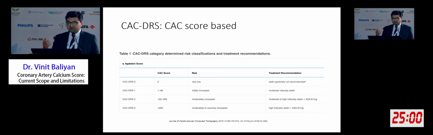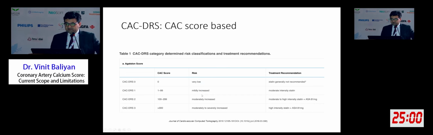So the way it works is you generate a score of amount of calcific plaque. If you're using calcium score, then there are 4 categories. 0 is CAC-DRS 0, then 1 to 99 is CAC-DRS 1, and then 100 to 299 is CAC-DRS 2, and then more than 300 is 3. And these categories define the risk of the patient. 0 is very low risk, then mild, moderate, and moderate to severe.